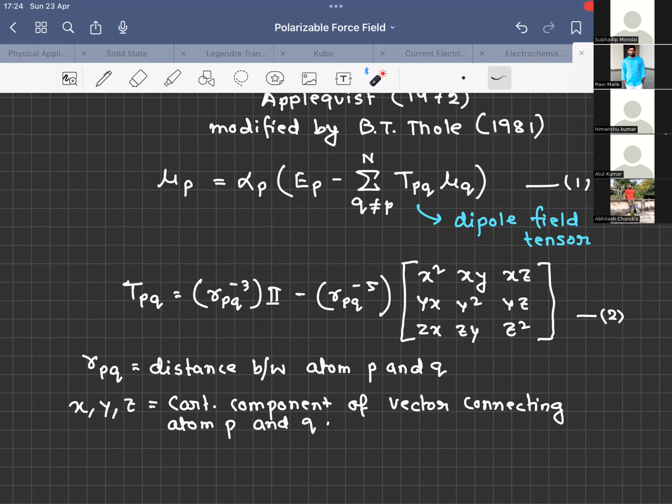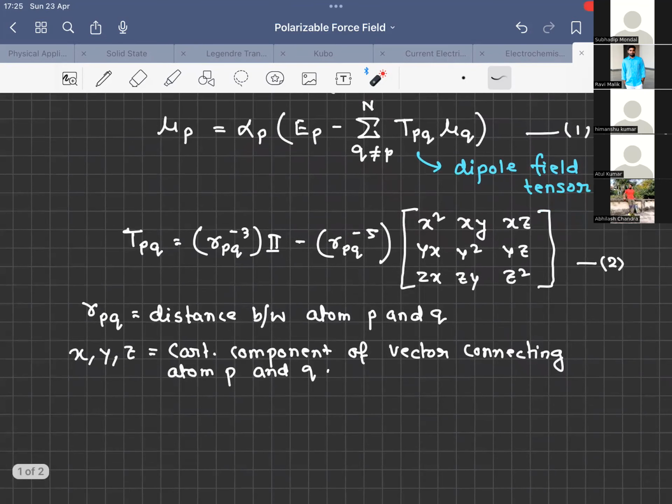Okay, in this equation 1, can you repeat why we are subtracting this? Mu_P equals alpha_P times E_P is the induced dipole on the P atom, and then we are subtracting all those components coming from the other atoms, right? Yes, all those. So here we are subtracting this. Okay, you can carry on.